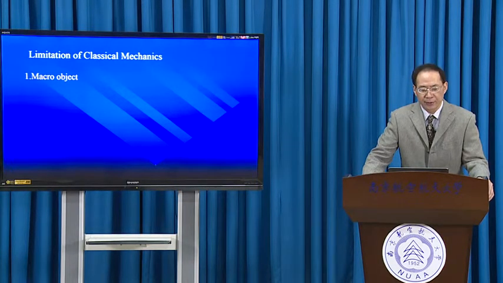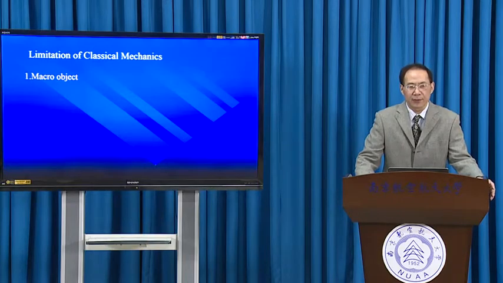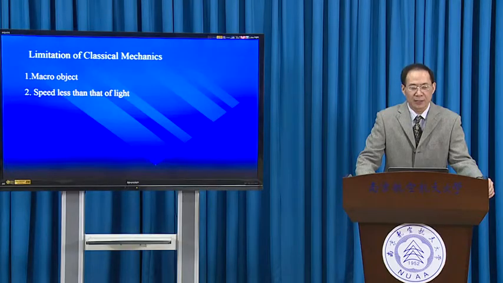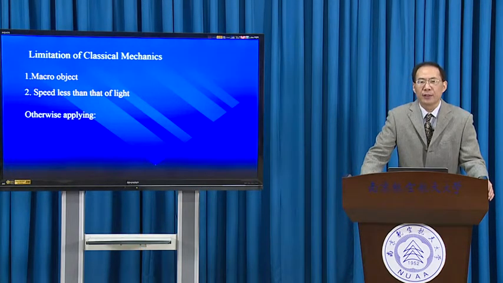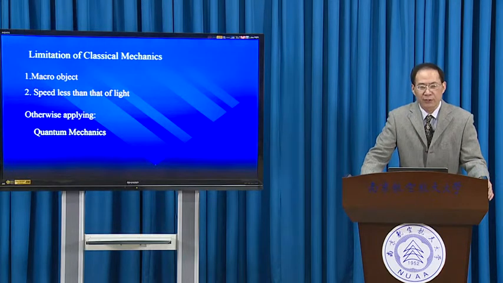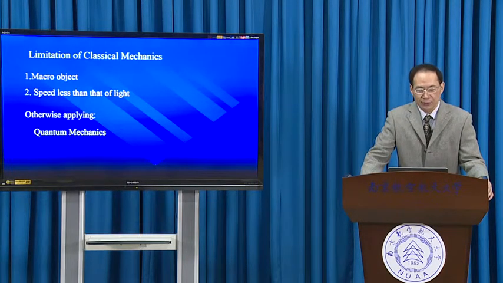The classical mechanics only deals with macro objects. That means the object should have a large enough size. Second limitation, the classical mechanics only applies to objects whose speed is less than that of light. Otherwise, we will apply other mechanics. For example, for very small particles, we should use quantum mechanics. And for those whose speed is equal to or larger than the speed of light, we should use relativistic mechanics.